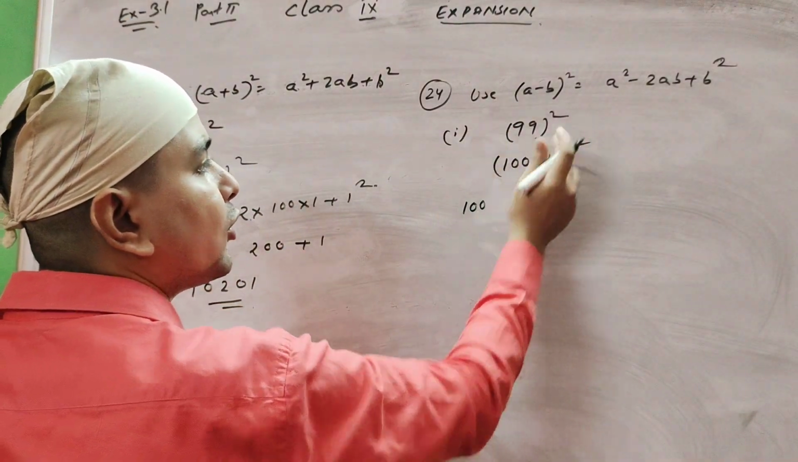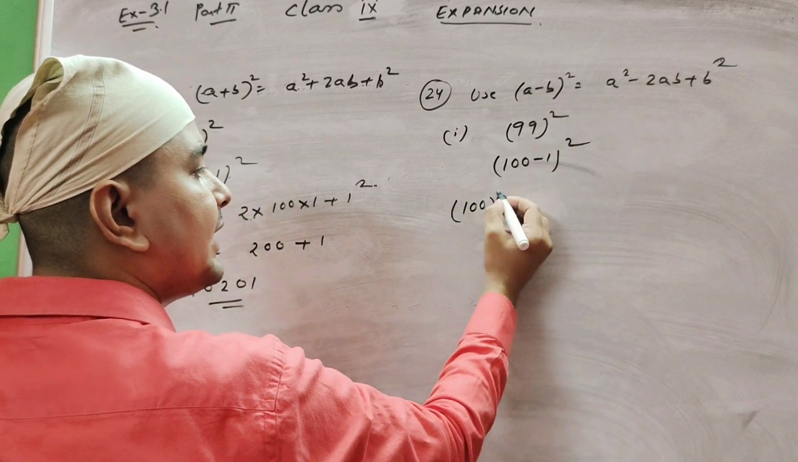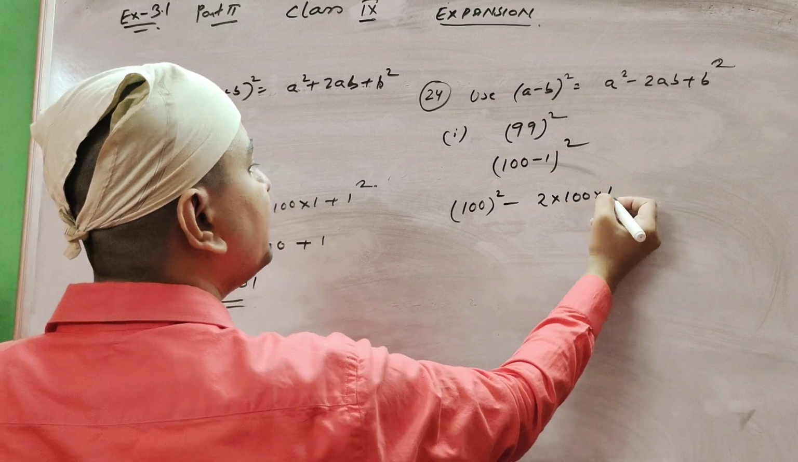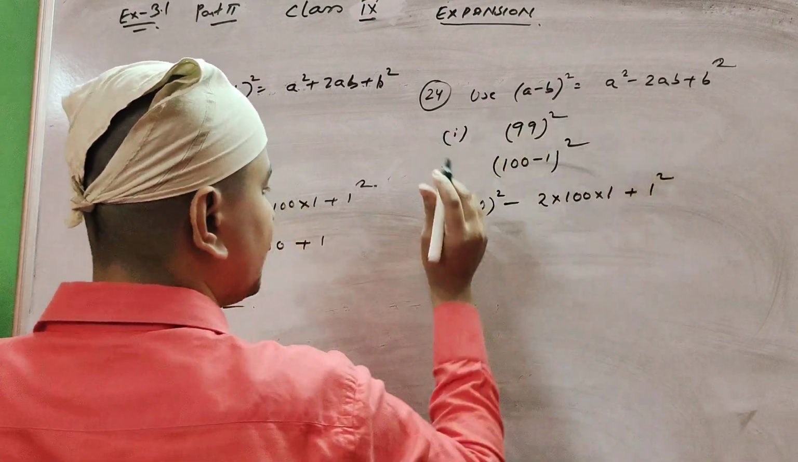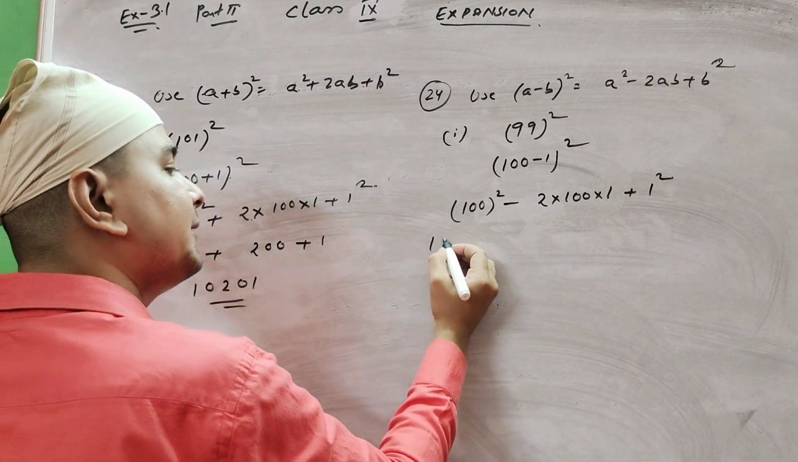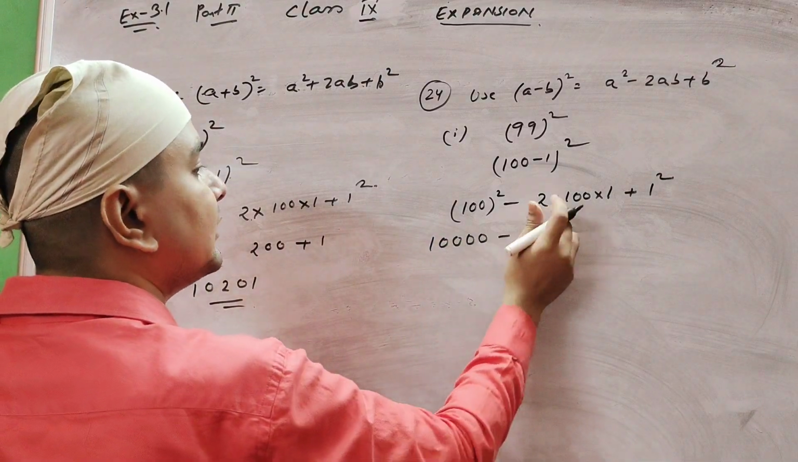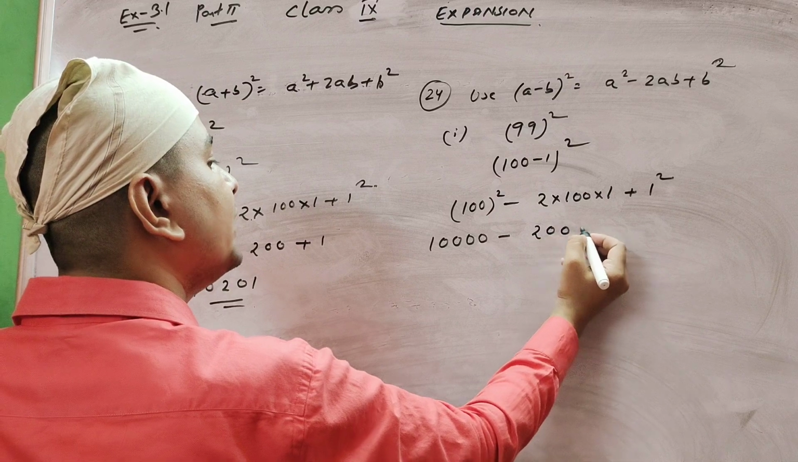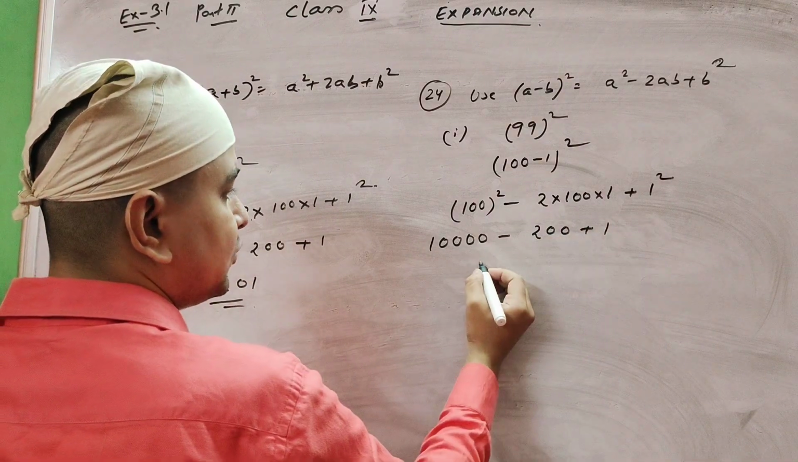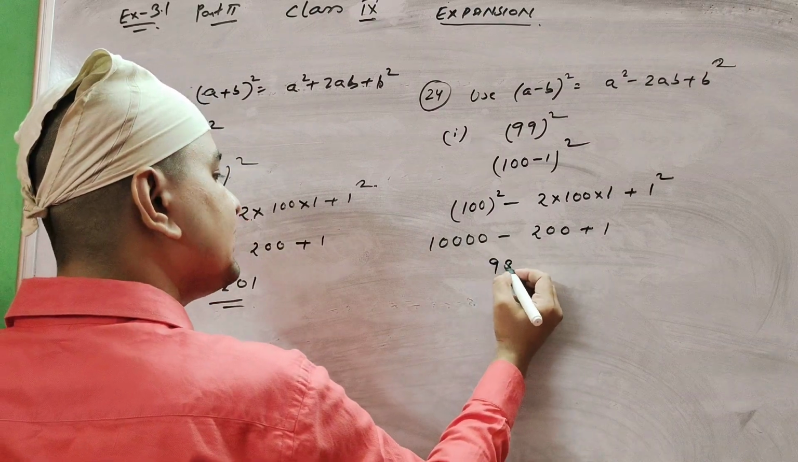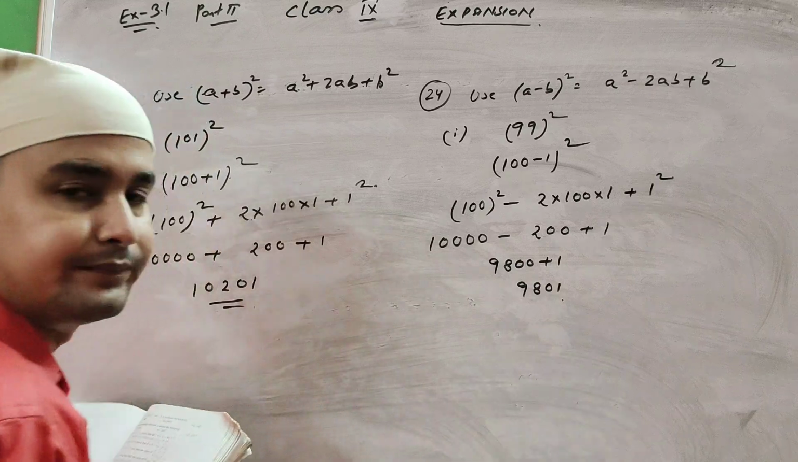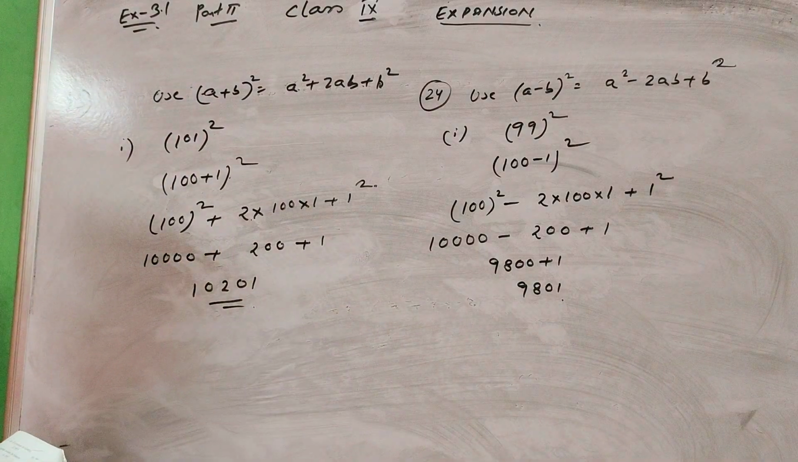So we know the formula of (a minus b) whole square, that is a square minus 2 into a into b plus b whole square. So a square, that is 100 square, in place of 100 you write down 10,000. 2 into 100 is 200, plus 1. So 10,000 minus 200 is 9,800, plus 1, that is 9,801. Okay, note.